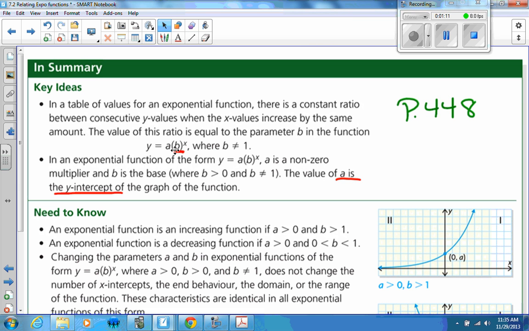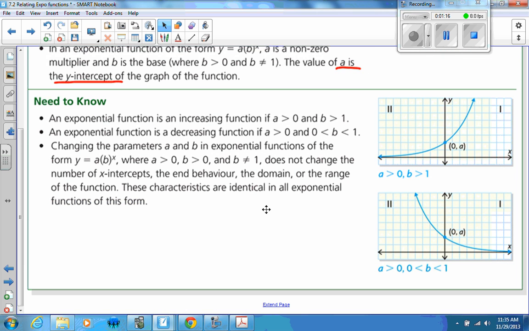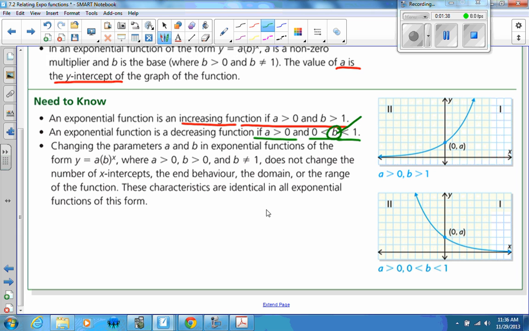Okay, things you need to know. An exponential function is an increasing function if a is greater than 0 and b is greater than 1. It's decreasing if a is greater than 0 and b is between 0 and 1. So if b is a decimal or a fraction, you're looking at a decreasing function. Anything where b is greater than 1 is an increasing function. So it's dependent on b.